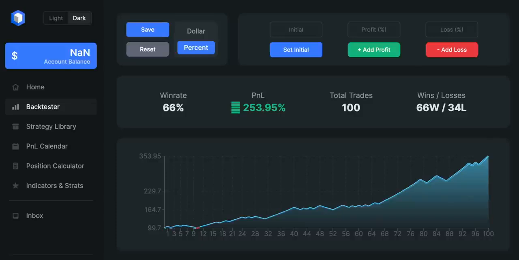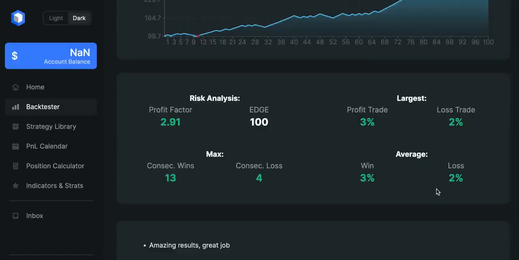Okay, so on a 5-minute chart, the results are absolutely amazing. Our win rate is 66% and we increased our account size by 253.95%. The equity curve is definitely looking good. The profit factor for the strategy is 2.91 and we had 13 consecutive wins against 4 consecutive losses, which tells us that this strategy is working really well on a 5-minute time frame.